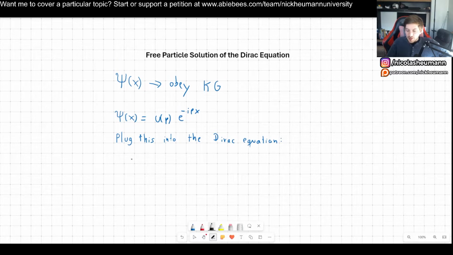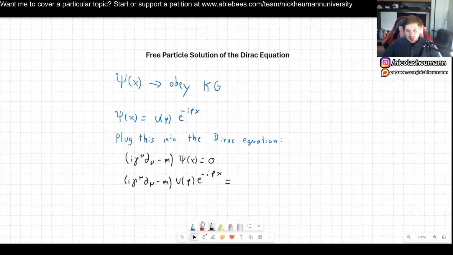Now, let's just remember, this is what the Dirac equation looks like, right? It's i gamma mu del mu minus m. We can sometimes use the slash notation here. It's perfectly valid to do so. Times our solution equals 0, right? And now we plug in what our solution actually is.